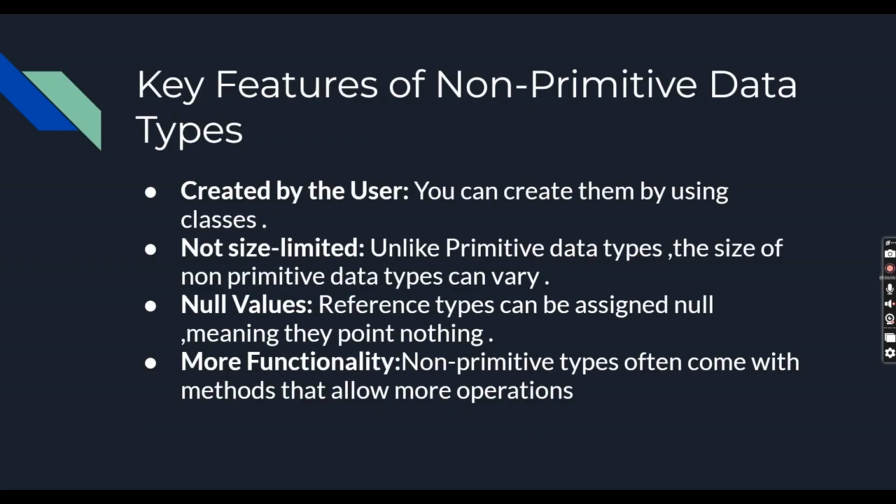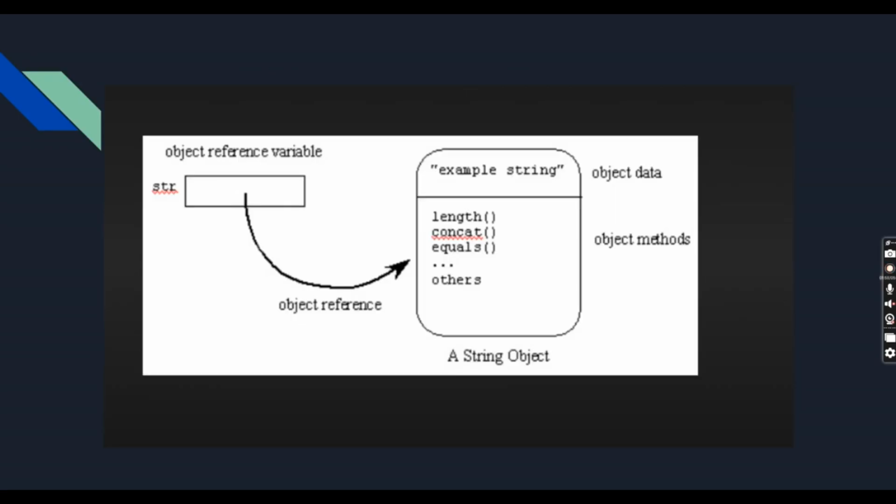Now I'll tell you with the diagram. I'm showing an object reference to a memory location. This is the memory location, right? Object methods, object data, and the object reference to their memory location.